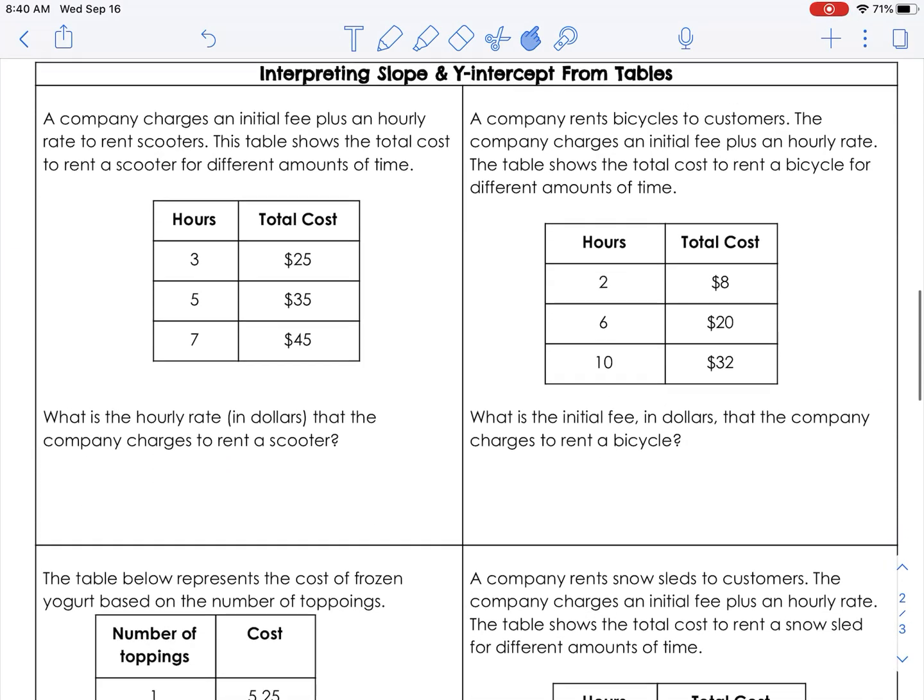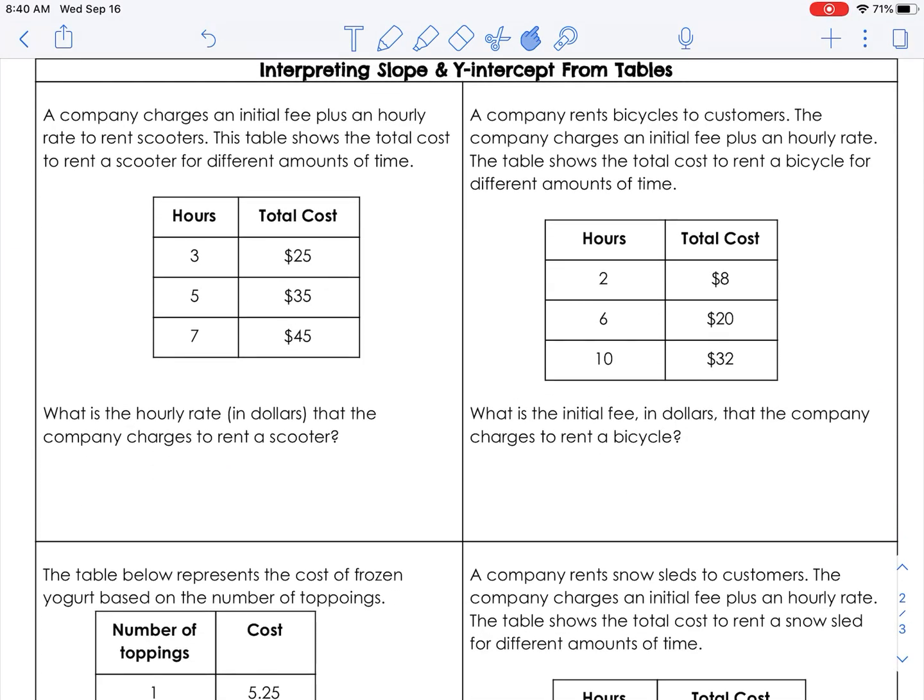All right. Now we can interpret the meaning now that we know how to find slope from a table. So we're going to look at this. A company charges an initial fee plus an hourly rate to rent the scooters. This table shows the cost to rent a scooter for different amounts of time. What is the hourly rate in dollars that the company charges to rent the scooter? So we're just going to look at the change in the y's. It's going up 10. Change in the x's, going up 2. Write our fraction, 10 over 2. Our slope is 5. That means $5 per hour.